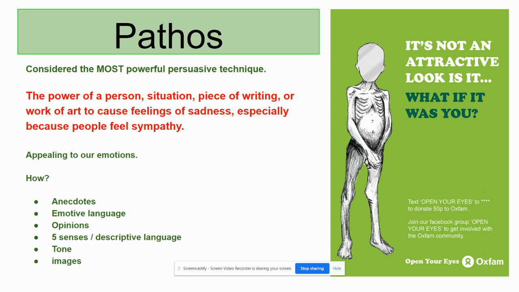And again, that's quite an emotional image because of the bones, and interesting that they've left the face blank. So if you look at some of the features that they're using to create pathos there, it's not an attractive look, is it? Then we've got that opinion, and they've used the word attractive. And look at the ellipsis, that adds to that moment of thought. It's encouraging the reader to think about it, to be in this image's shoes. And then they use that rhetorical question, "And reader, what if it was you?" And that's the hard hitting bit, isn't it?